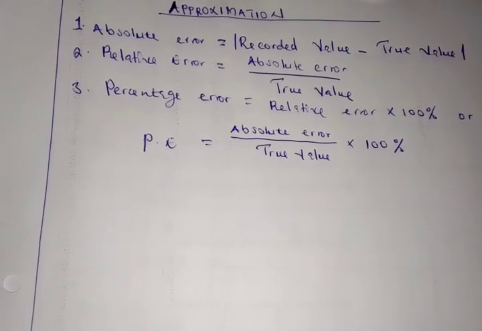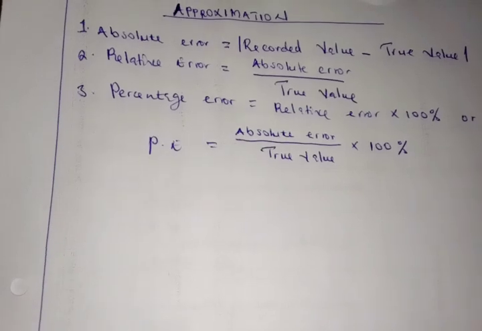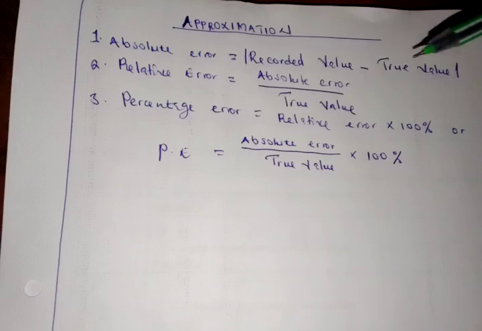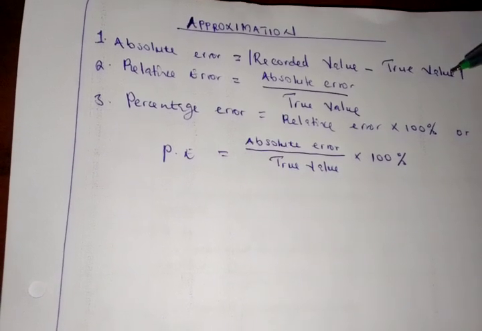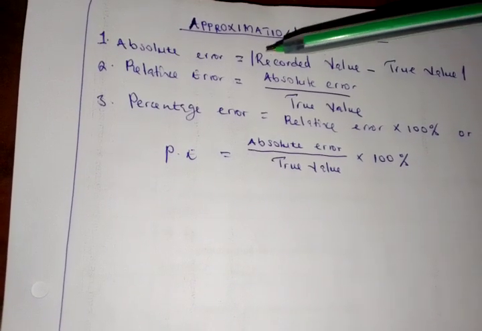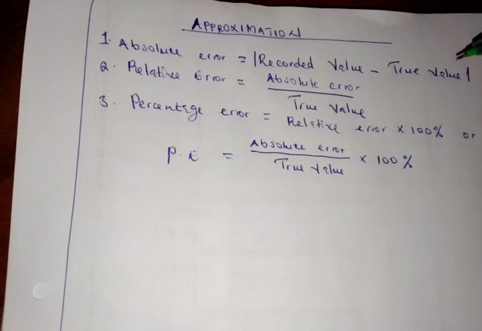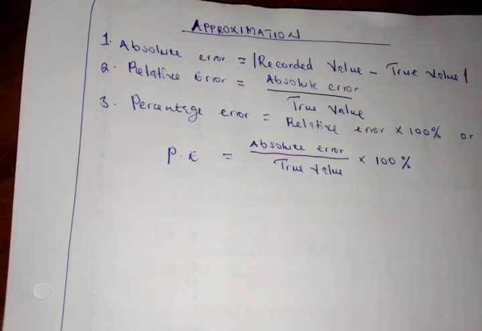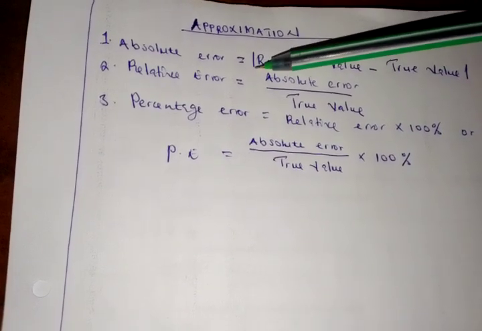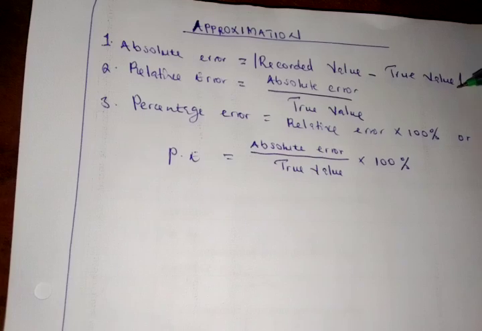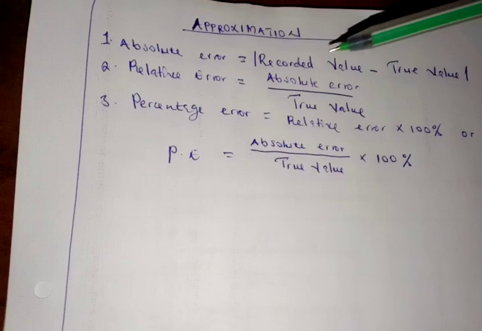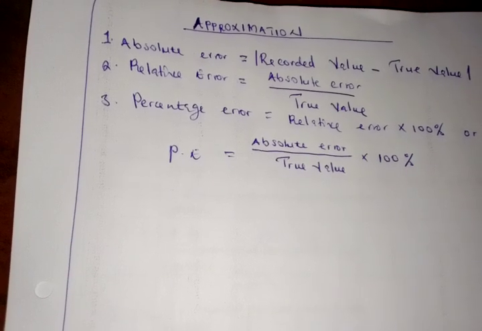To find the absolute error, we use the formula: recorded value minus true value. Then we also put modulus outside like this. These bars simply mean whatever you find, whether it's a negative or positive answer, write it as a positive number. That's what we call modulus. So that's how you find the absolute error: recorded value minus true value.